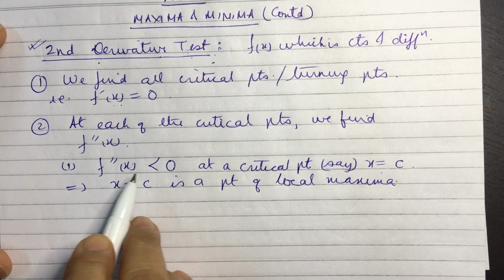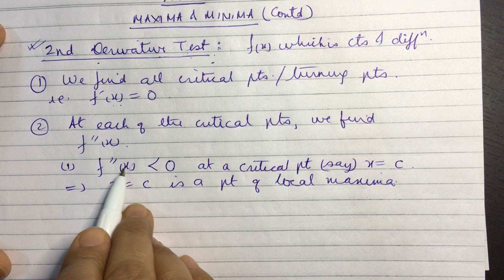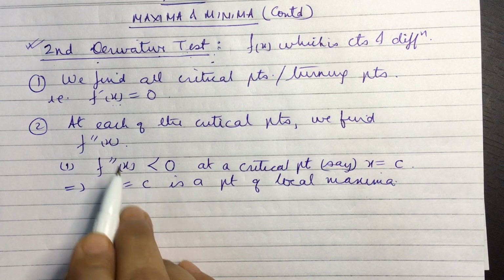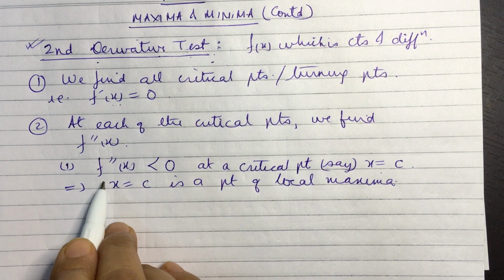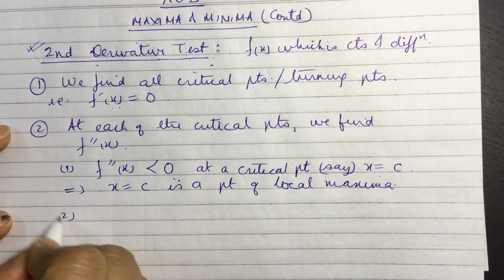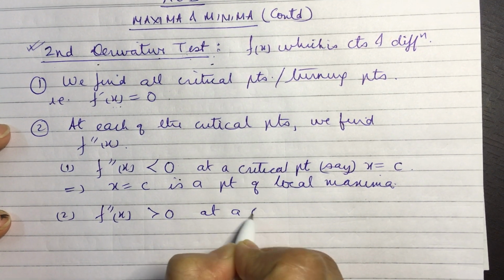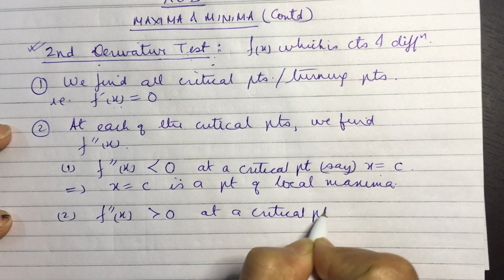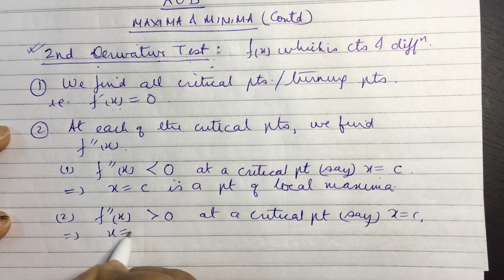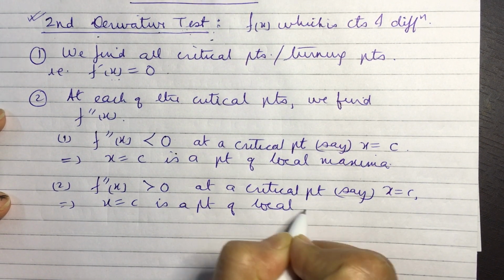Now this is slightly tricky. The common norm is that the greater than sign goes with maxima, but as far as the second derivative is concerned, if f double dash x is less than 0, it corresponds with maxima. In case f double dash x is greater than 0 at a critical point, say x equal to c, then x equal to c is a point of local minima.